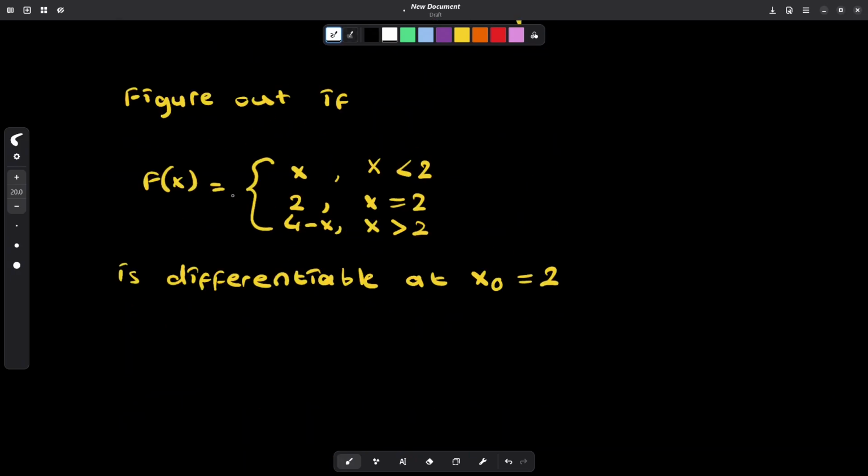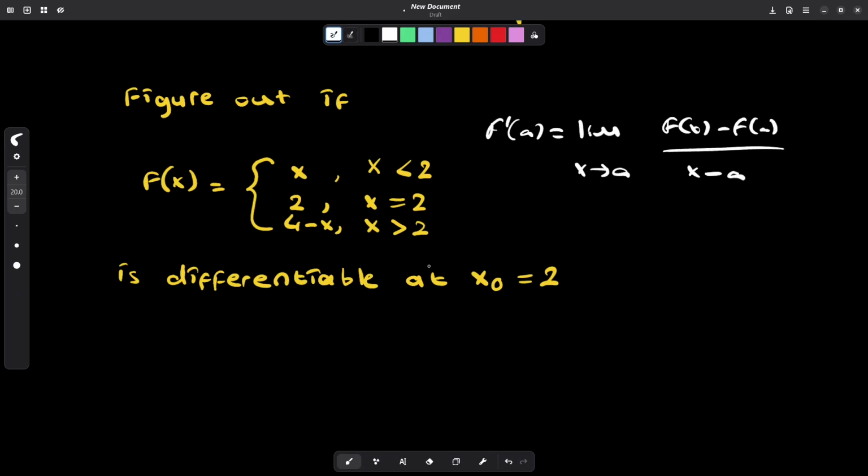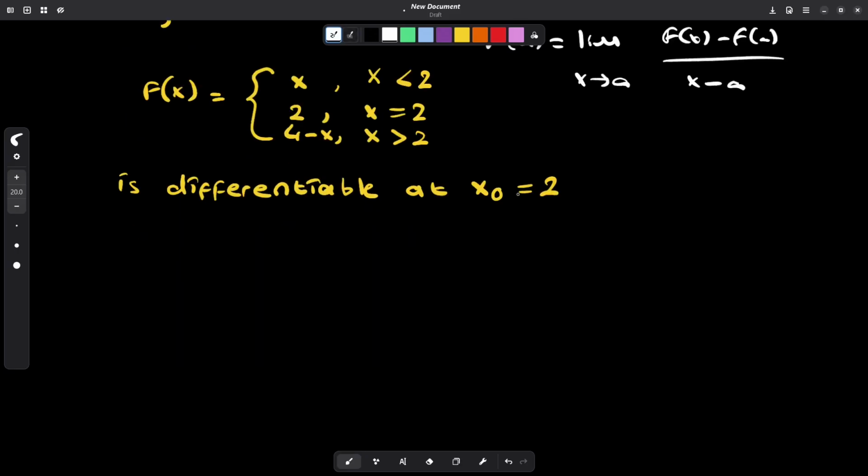Figure out if f(x), a piecewise function, is differentiable at 2. What was our condition? If f derivative a exists, this limit should exist, right? f(x) minus f(a) over x minus a. a is clearly our point. In this example, a is 2, so we will check the limit of f(x) minus f(2) over x minus 2 as x approaches 2.